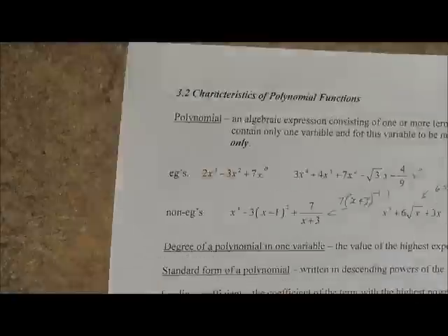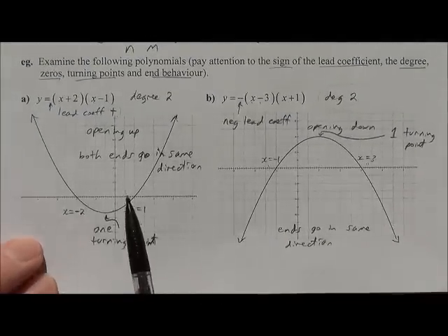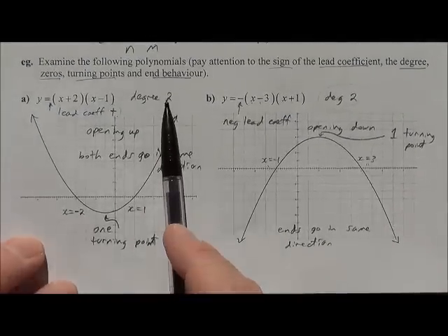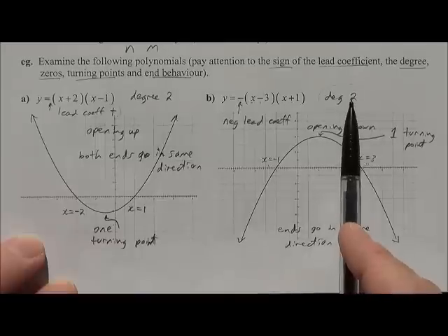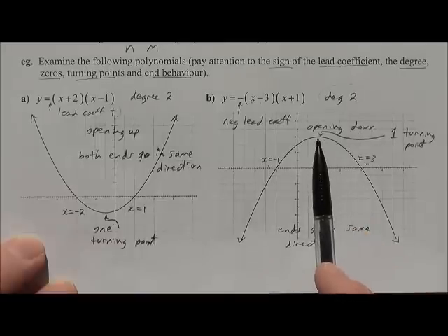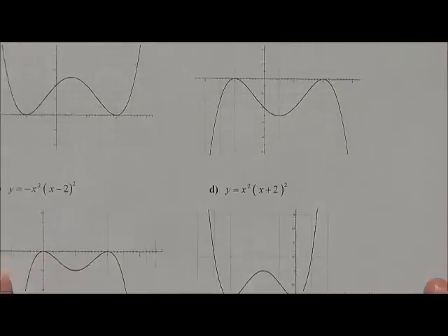Notice from our quadratics, 2 zeros for degree 2 and 1 turning point. Moving right along.